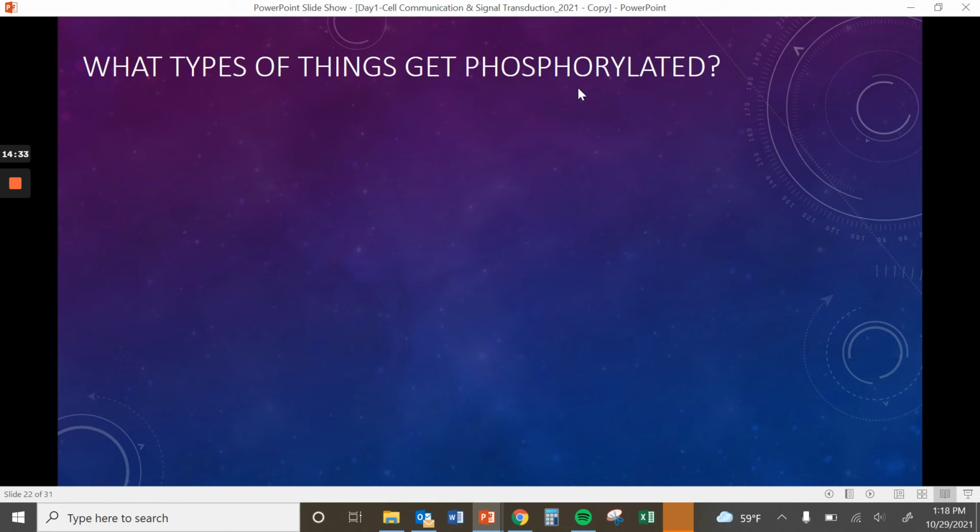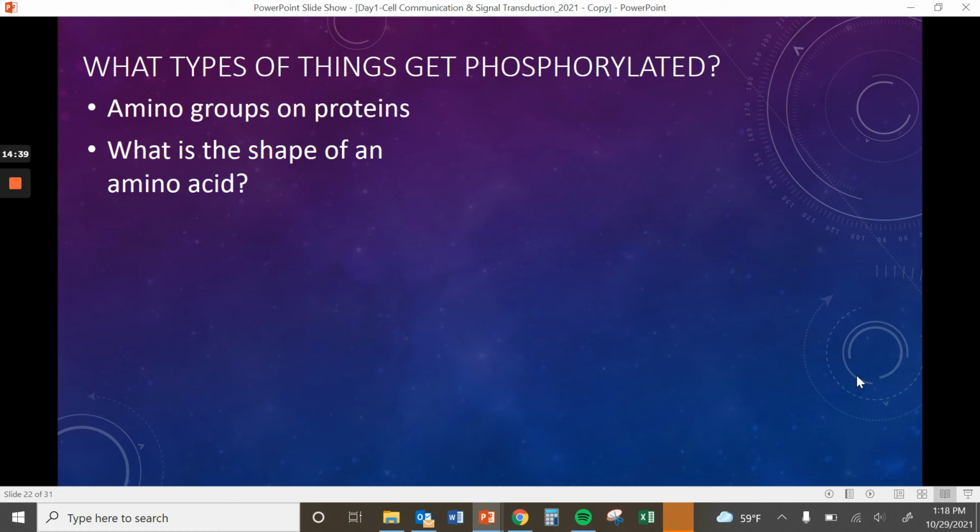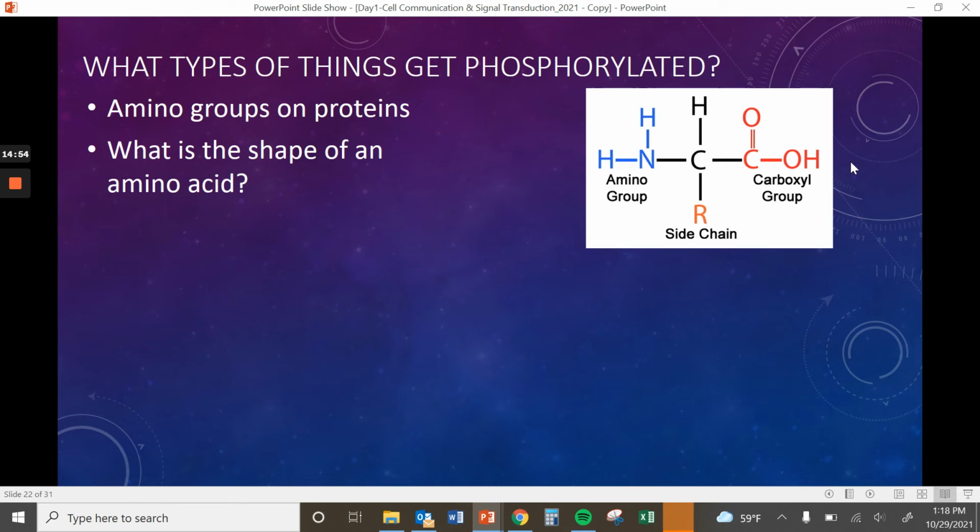Okay, so we want to think about what types of things get phosphorylated. A lot of times the amino acids in proteins are going to get phosphorylated, and that's what's going to make that conformational change whenever we have a signal being received. So think about the shape of our amino acid, which we've talked about in the past. We have our central carbon, we have a side chain, we have a carboxyl group or carboxylic acid, and we have an amino group, okay?